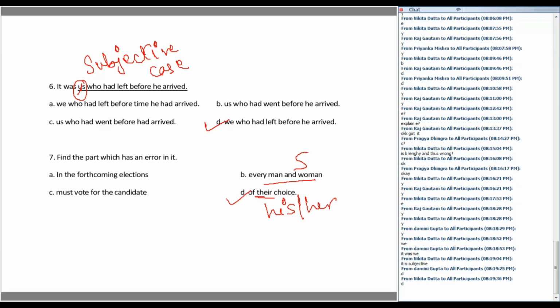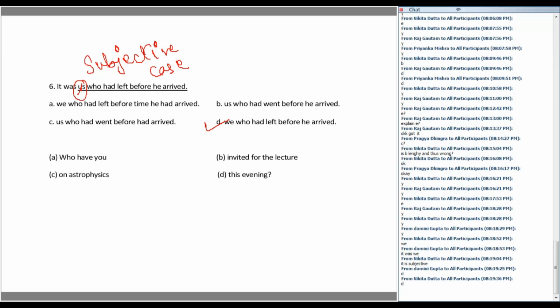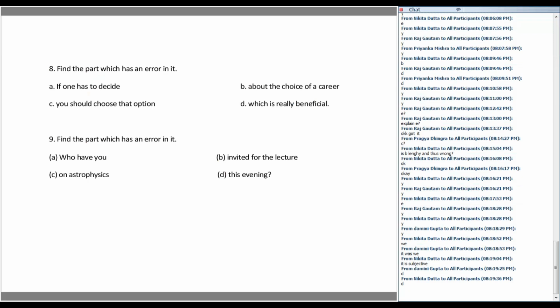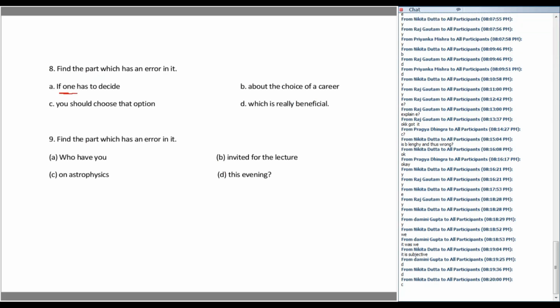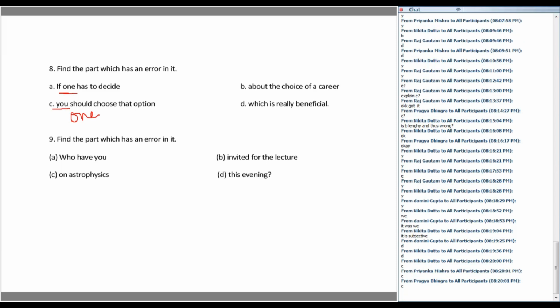Okay. Next one. If one has to decide about the choice of a career, you should choose that option which is really beneficial. If one has to decide, then one should choose. That is why number C has an error.